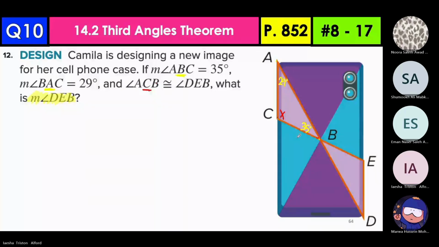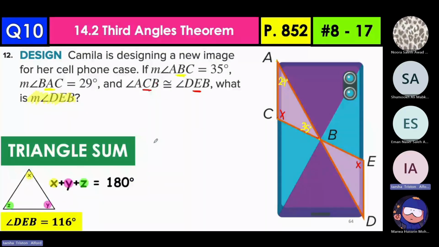And DEB. So this angle is also X. Remember, it has to be the angle that is in the middle. How can we solve for X? What rule can you use? Triangle sum, with 3 insides equal 180. Correct. So it's a multiple choice question, so we can use the shortcut, right? 180, subtract 29, subtract 35 is going to give you 116 degrees.